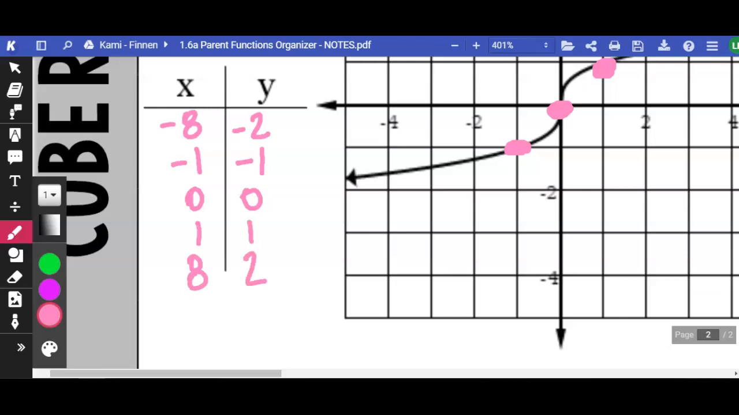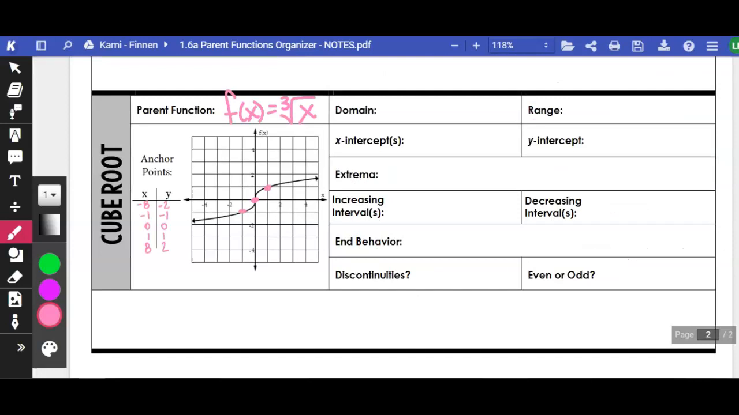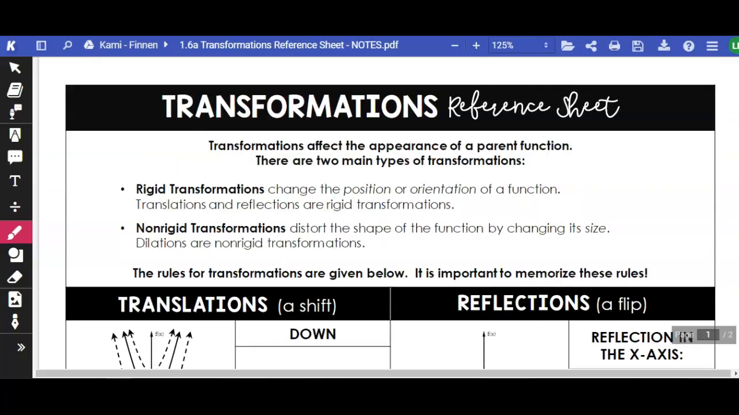Okay. Now, you should be able to fill in the rest of this based on the knowledge you already have of these concepts and with this graph right here. So get this part complete, and then we're going to look at the reference sheet. The reason we have to know our parent functions very well is because we're going to be transforming them all over the place, and we can't be struggling with what the parent function even is.